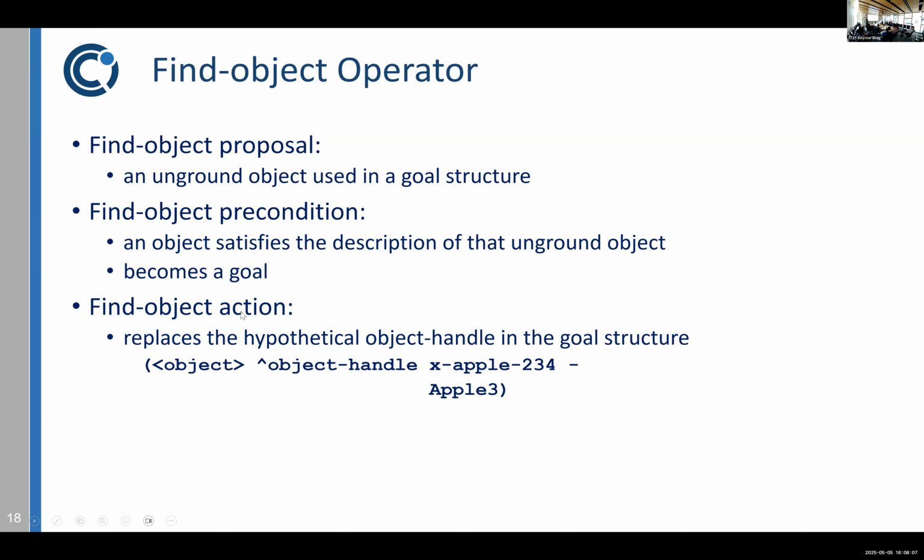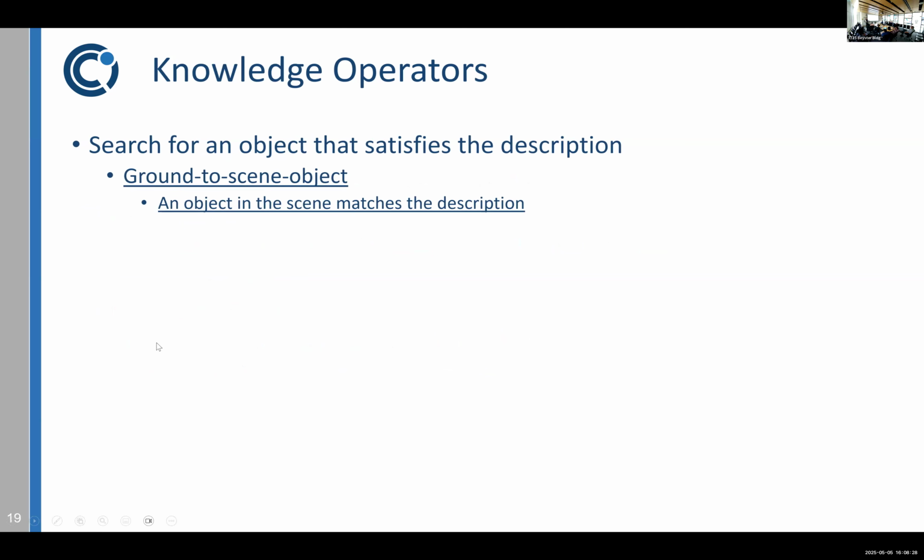So how do we do find object? Well, find object creates this goal that we need a description. And guess what? There's a lot of ways you can find that description, so we have things called knowledge operators. We have an operator that searches for objects that satisfy the description in the scene. Remember, we're usually reasoning about the world, so we go back and look: is there anything in the scene that we've seen in the past that could do it? And so we ground to the scene object.